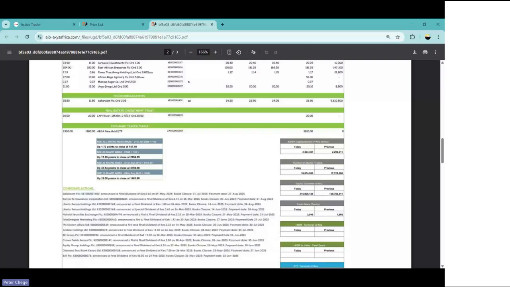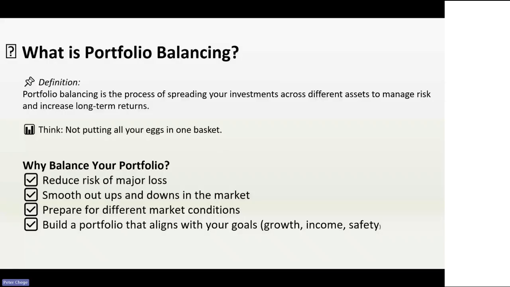Let's go to portfolio balancing, then I come to Q&A. So what is portfolio balancing? It's a process of spreading your investment across different assets to manage risk and increase long-term returns. So you don't just invest on one stock. You invest in various stocks, like the way I've given an example of dividend stocks, where you're using one company to buy another. You are diversifying and buying different assets, stocks at NSE.